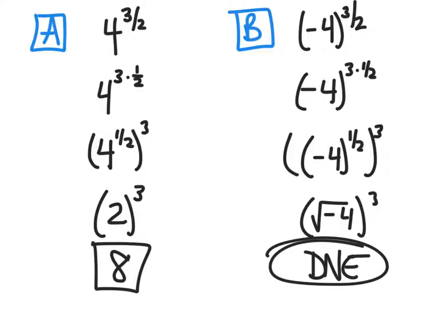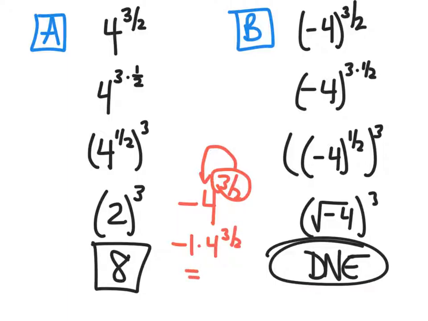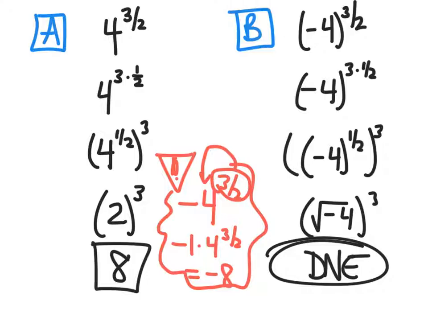Now this is very different than if I wrote minus 4 to the 3/2. Notice there's no parentheses here. The exponent only applies to what immediately precedes it, which would be the 4. So therefore you can kind of rewrite this as minus 1 times 4 to the 3/2, and you would end up with minus 8 if you did this. Alright, so that's just a little warning. That wasn't on the exam, but something to make note of.